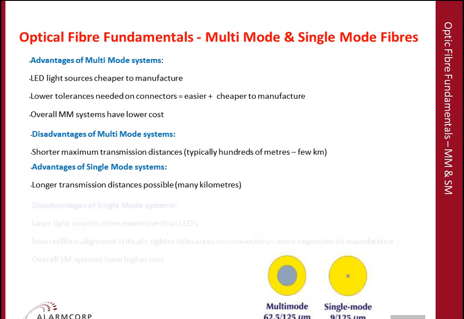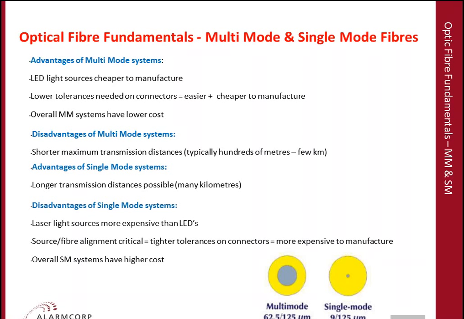And the disadvantage, unfortunately, is that we do have a higher cost. A laser light source is more expensive than an LED, and because the source fiber alignment is so critical, you need tighter tolerances on the connectors, which makes them somewhat more difficult and more expensive to manufacture. Therefore, an overall single-mode system will have a higher cost.